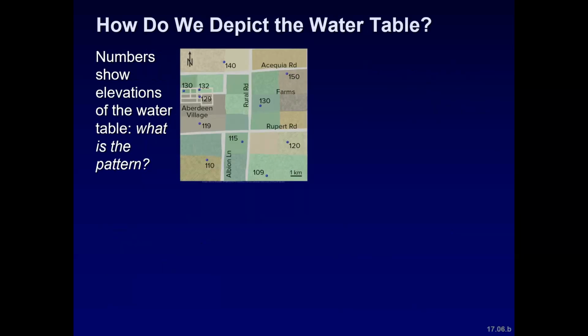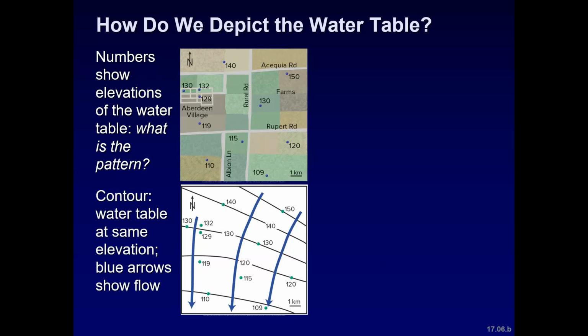We can also depict the water table in a few standard ways. So what we have here, through various measurements, probably well data, these numbers show elevations of the water table. We want to know what is the pattern, from this map. Which way do you think it would flow? Well, just the same way you draw a contour map for lines of equal elevation, you can do that for a water table based on well data measurements.